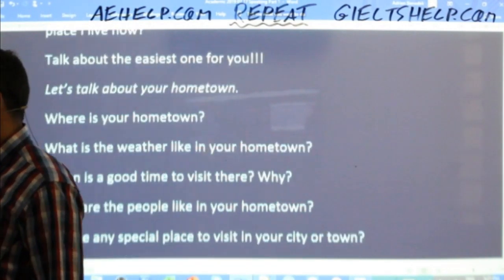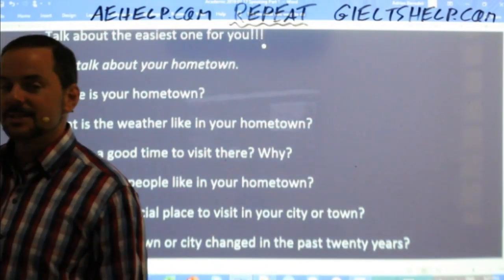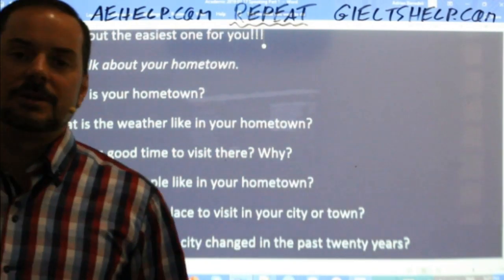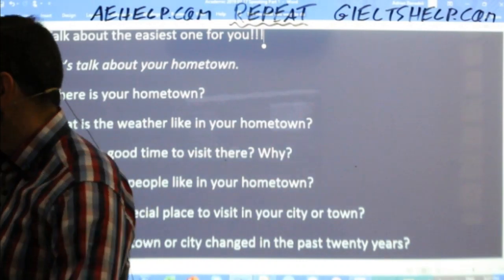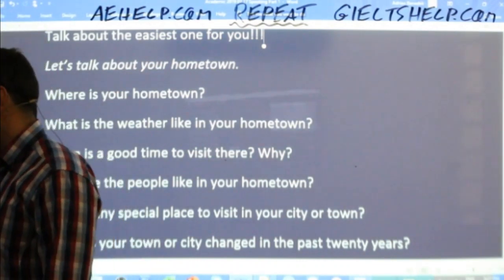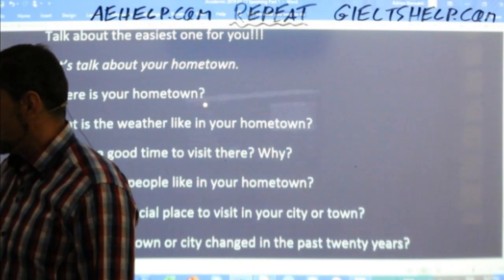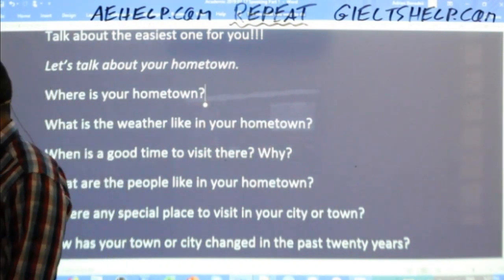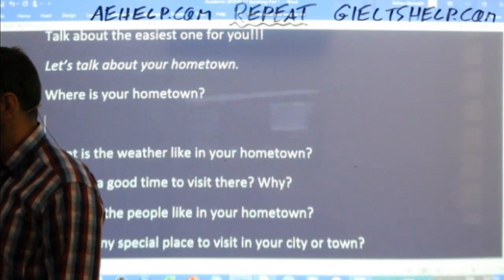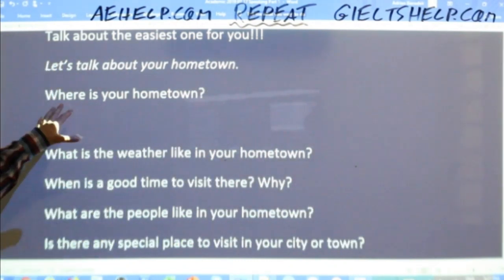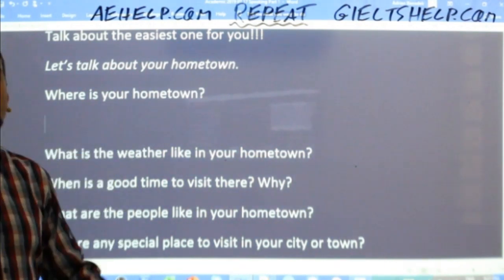So always think about what is the easiest for me to talk about, all right? So here we go. Where is your hometown? Okay, you should be able to answer that question in English if you are at least a Band 3.5 or 4. All right, so hopefully more, but you need to be able to answer that question. So give me a nice answer for this. Where is your hometown?